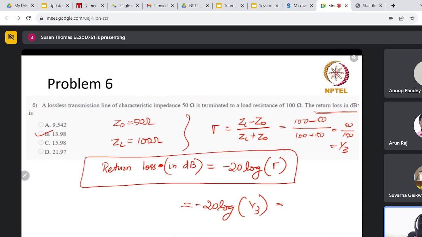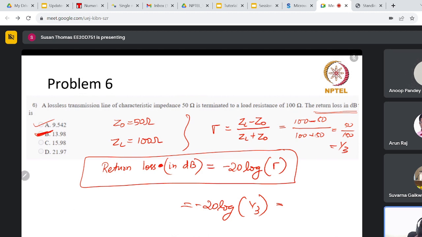Sorry, Anup, the right answer is not option B. Can you calculate 20 log 1 by 3 again? Oh, okay, ma'am. So 20 log 1 by 3 is 9.54 dB. Yeah, sorry, ma'am, 9.54. Mistake, I pressed another number.